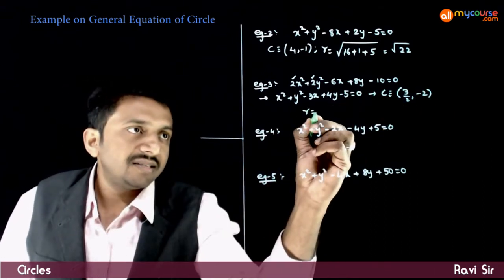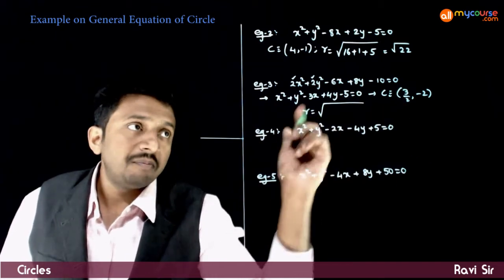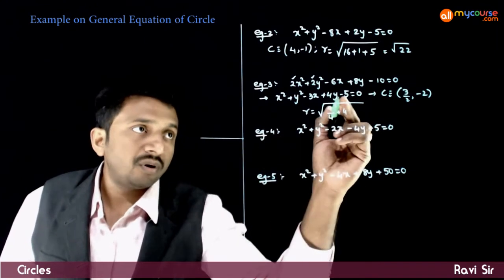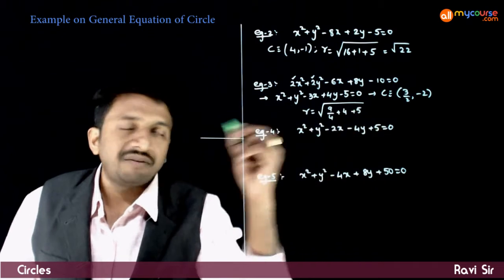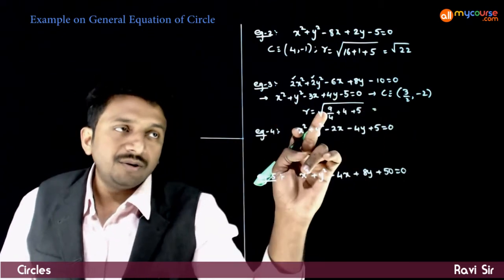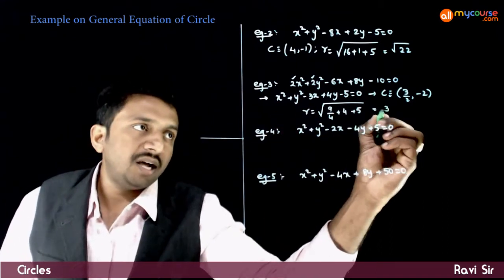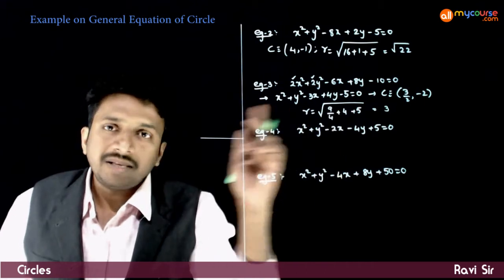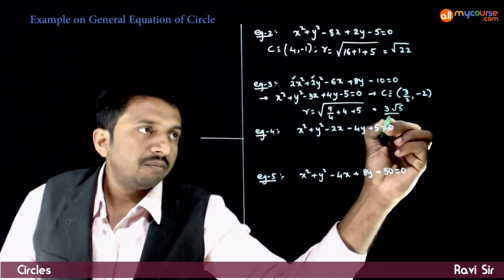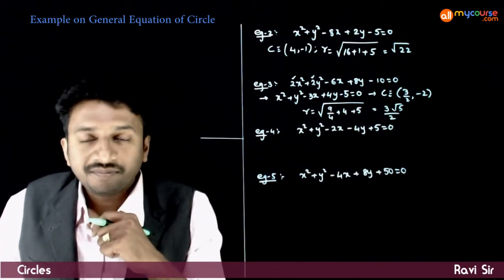And the radius is root of this square plus this square minus constant. 9 by 4 plus 4 plus 5. Minus of minus 5 is plus 5. That is equal to 9 by 4 plus 9. If you take out 9, you get a 3 outside, root of 1 plus 1 by 4. Root 5 by 4. So you have root 5 by 2. That will be the radius of the circle.